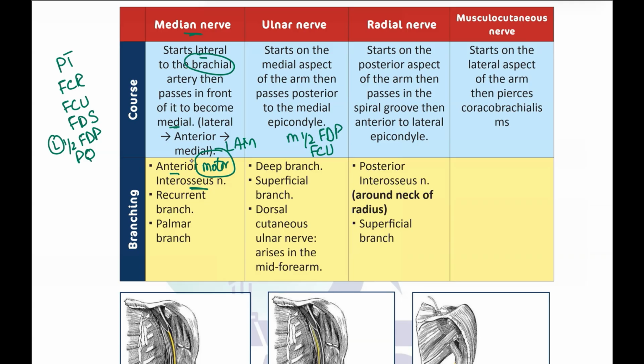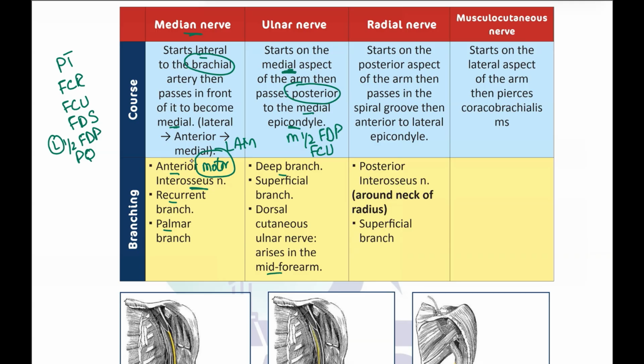And there is a recurrent branch and a palmar branch. We will have a discussion about these later on. Now, the ulnar nerve starts on the medial aspect of the arm and then passes posterior to the medial epicondyle, and it gives the deep branch, superficial branch, and the dorsal cutaneous branch arises in the mid forearm.